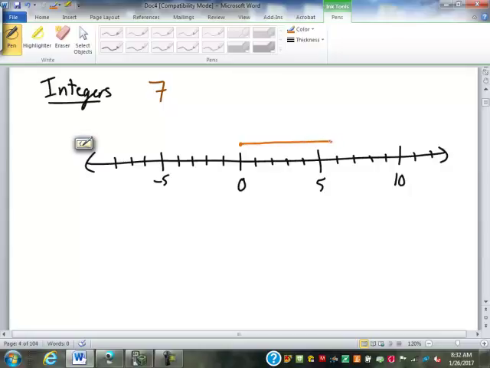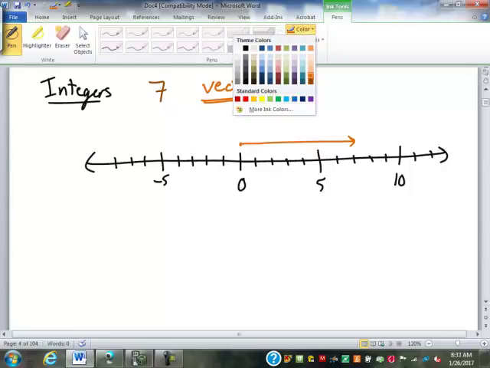I draw what's called a vector. A vector is just a fancy name for an arrow that starts at 0 and goes to that number. So there's my vector for 7. Starts at 0 and goes to 7. That vector is an operable representation. It's a usable, mechanical representation.